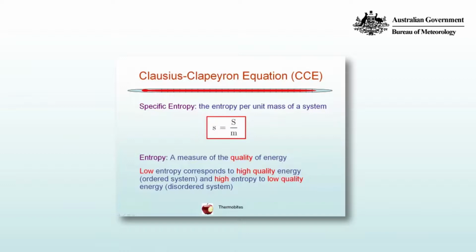The entropy per unit mass of a system, so it's just big S divided through by M. Remember that entropy is a measure of the quality of energy. Low entropy corresponds to high quality energy, that is an ordered system, and high entropy to a low quality energy or a disordered system.